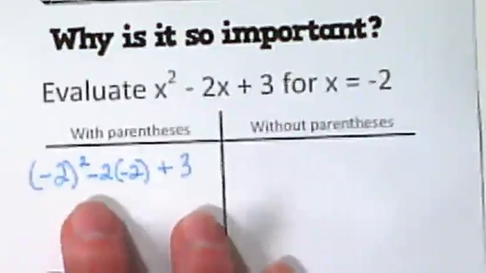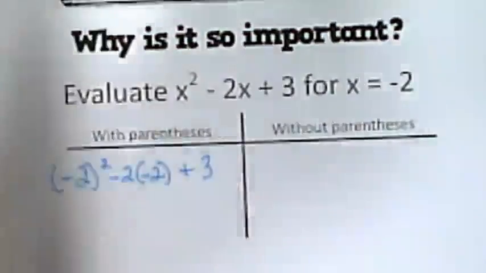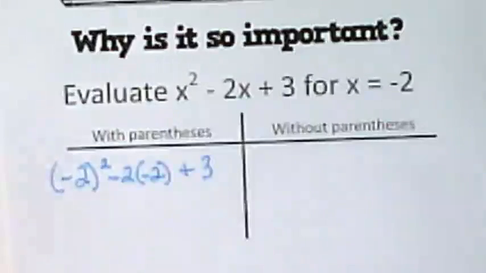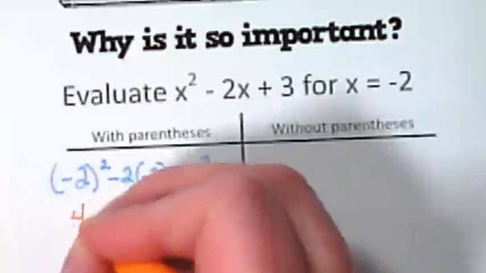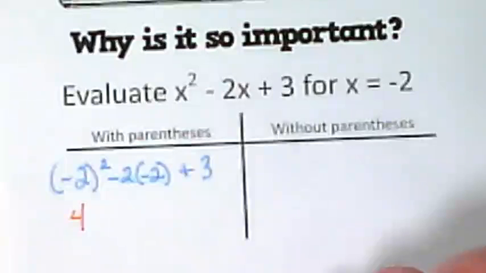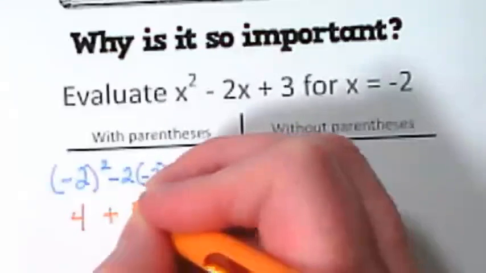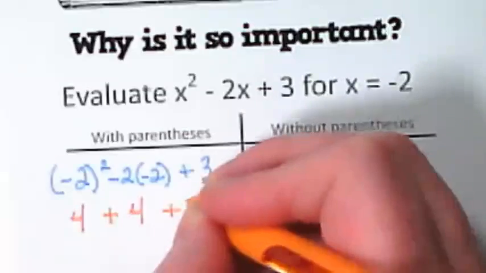Please note that everywhere there was an X, I have now put a parentheses with a negative 2. On the next line, I'm just going to use a different colored pen to show that they're different, but please keep going in pencil if that is what you were using. I've got negative 2 squared. That means negative 2 times negative 2 is positive 4. And then next to it, it says negative 2 times negative 2. It's a different way of getting a positive 4 plus 3.